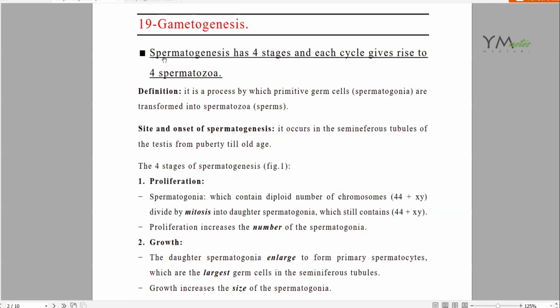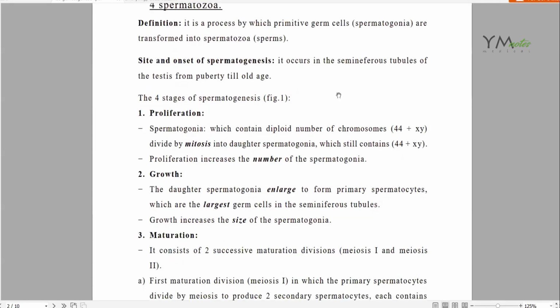We are starting with the spermatogenesis. We will study with each other, or revise, the definition, then the site and the onset, followed by the stages of the spermatogenesis, and then some data or statistics. Only these 5 titles. Starting with the definition.